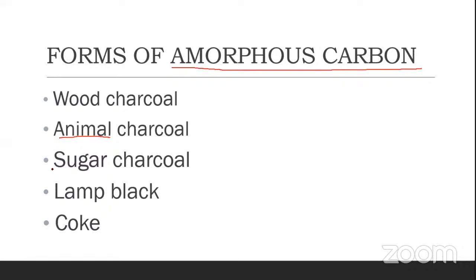Sugar charcoal is got from sugar. Remember, this sugar contains water. So what we do to get a sugar charcoal, we shall get sugar, then we add concentrated sulfuric acid. Remember, concentrated sulfuric acid is a dehydrating agent. It is going to remove the water content from the sugar, then we shall get sugar charcoal. Then followed by lamp black, and lastly coke.